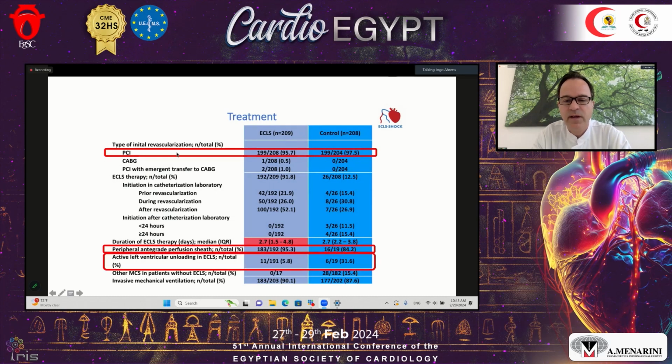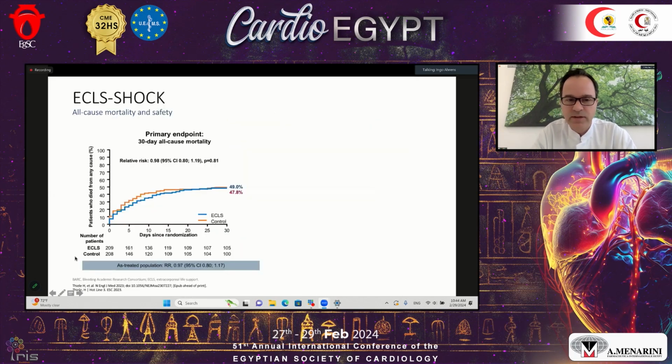So in this trial here, there was a low percentage in the ECLS group that had left ventricular unloading, and in the group that is not receiving VA ECMO, you can see that a bit more patients received left ventricular unloading than in the group with ECLS. And other mechanical circulatory support devices were also used in the group that didn't receive VA ECMO. So the results were a bit disappointing. We didn't see any significant difference in 30-day mortality between patients that received ECLS for cardiogenic shock derived by acute myocardial infarction versus the control.